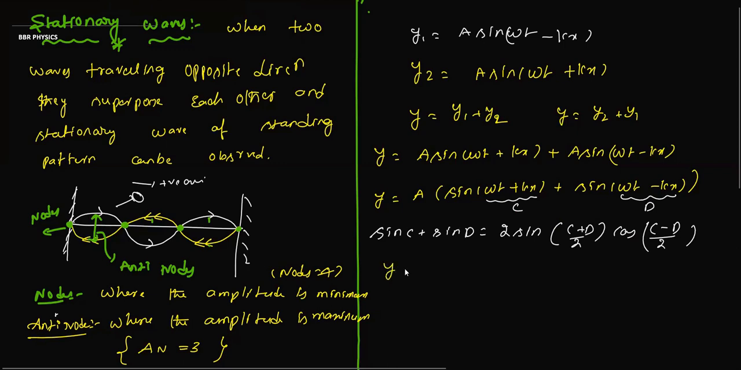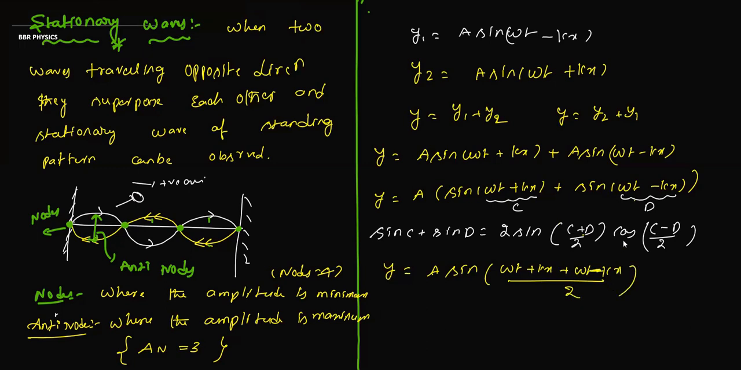y equal to a sine of (C plus D) by 2. C is this value, D is this value. So sine of C plus D, where C is omega t plus kx and D is omega t minus kx, divided by 2. Next, what we have is cos of (C minus D).